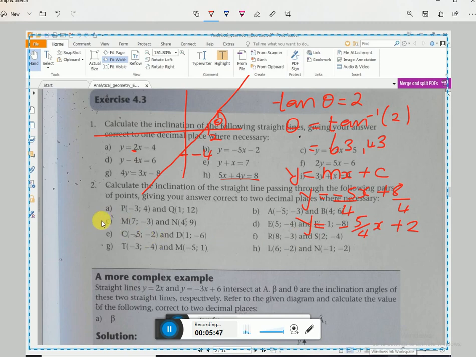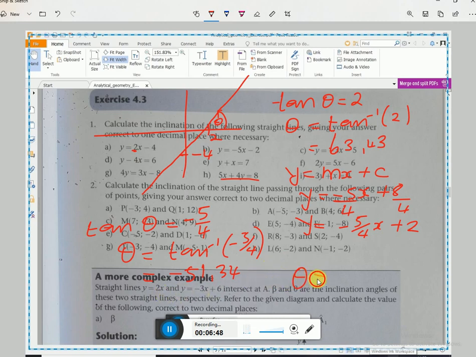That is your gradient. And you can quickly find the inclination by saying the tangent of theta equals minus 5 over 4. This theta represents the inclination. You can even use beta or alpha or anything. Then theta equals the second function of tan of negative 5 over 4. When you take your calculator, just press second function of tan of negative 5 over 4. Then that will give you the answer. The answer will be negative 51.34.